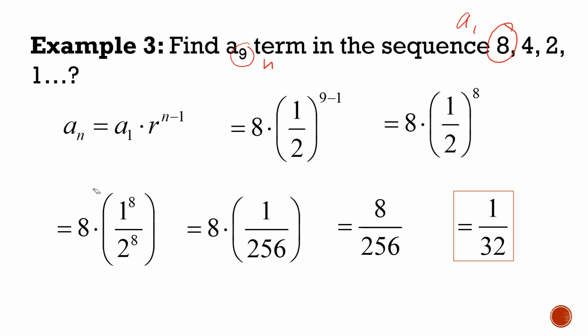So that's how you find the indicated term in a geometric sequence. Just use the formula, find the first term, find the common ratio and the indicated term, plug them into the formula, and then simplify or evaluate the problem.